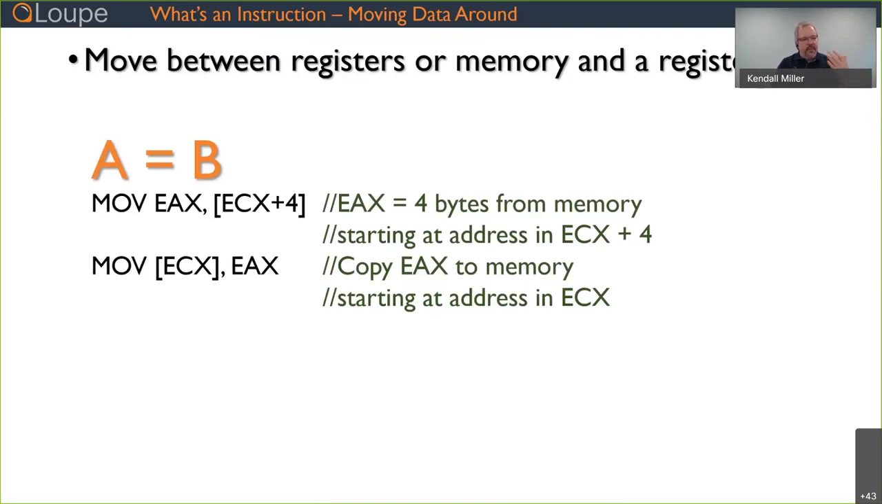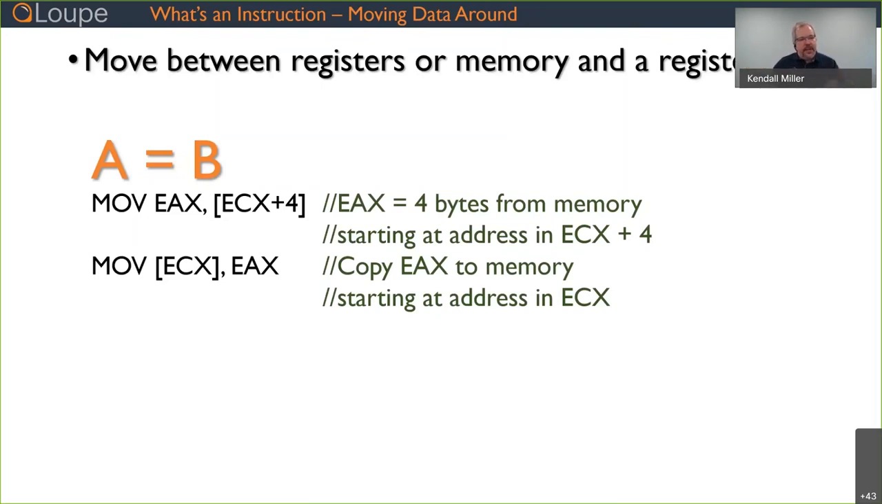Move, and you give it the destination you want it to move, and then the location in memory you want to move from. It's a weird, goofy syntax. So move EAX, comma, and then that square brace ECX plus 4. What that actually means is move into this register, EAX, this value from memory, ECX plus 4.